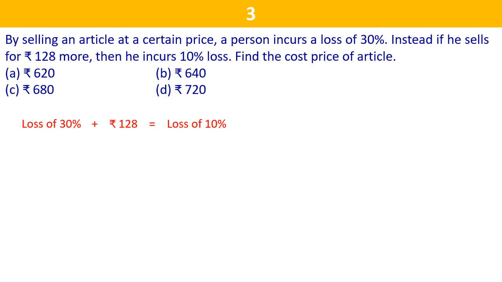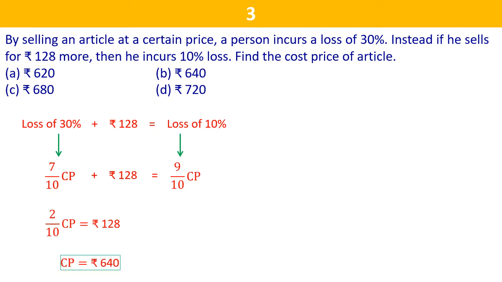Now, as I said, loss of 30% means 7 by 10 of CP or 70 by 100 of CP. Similarly, a loss of 10% means 9 by 10 of CP. So this is your equation. Now, if you solve this, 2 by 10 of CP is 128 and the cost price comes out to be 640 rupees.